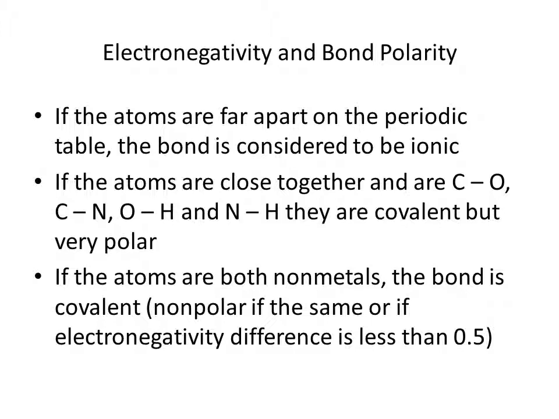Now, if the electronegativities are very, very similar, let's say a difference of less than 0.5, carbon 2.5 and hydrogen 2.1, well, the electronegativity difference is less than 0.5, so we say it's nonpolar. But if they are close together in the periodic table and they have a big difference in electronegativity, then we consider them to be polar covalent. Examples of polar covalent bonds are carbon-oxygen, carbon-nitrogen, oxygen-hydrogen, and nitrogen-hydrogen. Those are important bonds for you to remember, that they are covalent and very polar.